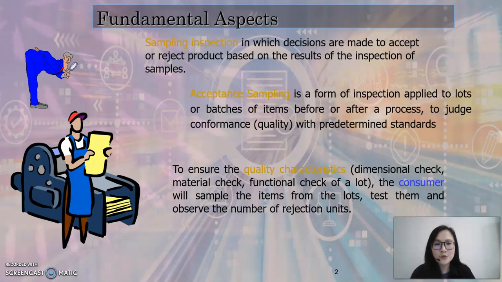It is to ensure the quality characteristic. We normally check the dimension, material, and functional check of the lot. The consumer will sample the items from the lot, test them, and observe the number of rejected units.